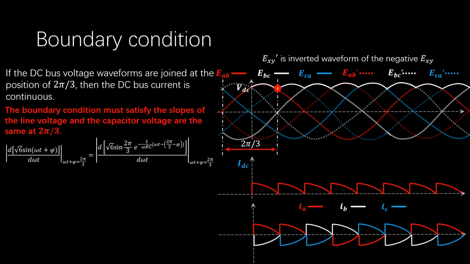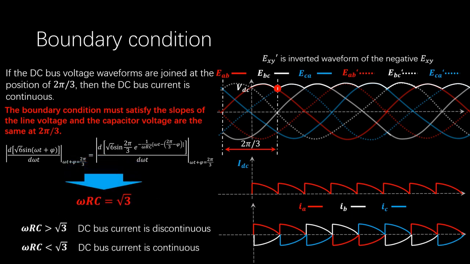By deriving and solving the slope for the corresponding voltage, the analytical solution for the boundary condition can be obtained. It's omega RC equals the square root of 3. If omega RC is larger than the square root of 3, the DC bus current is discontinuous. And if omega RC is less than the square root of 3, the DC bus current is continuous.